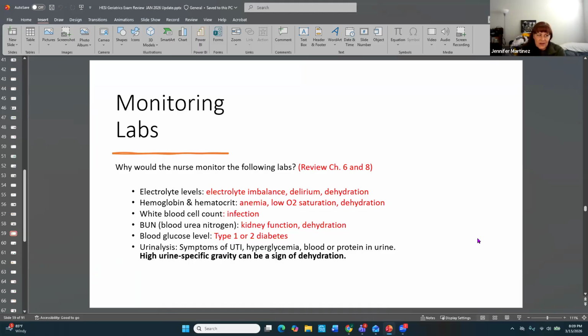BUN tells us about kidney function and dehydration, glucose levels, diabetes, and then urinalysis will tell us the symptoms of UTI, hyperglycemia, blood or protein in the urine, high specific urine gravity. High urine specific gravity can be a sign of dehydration.